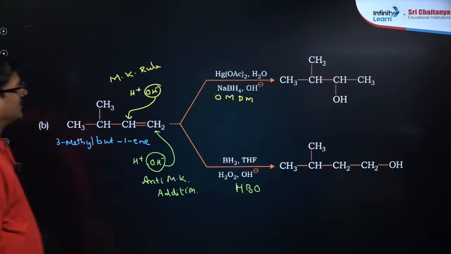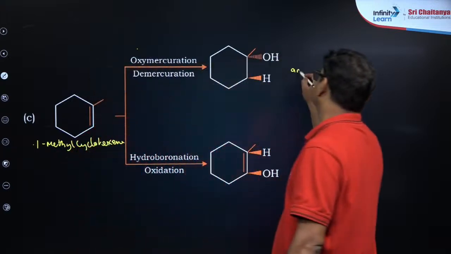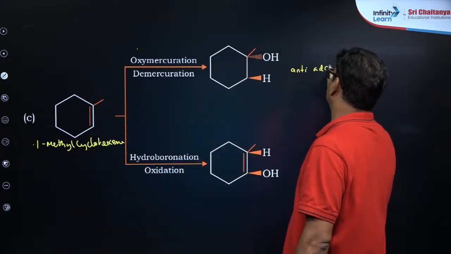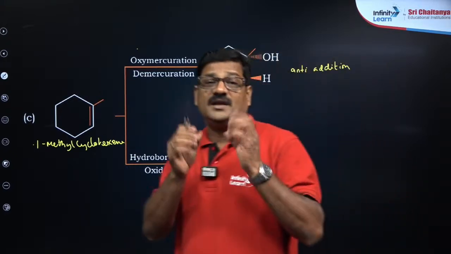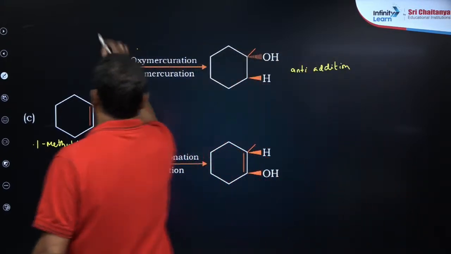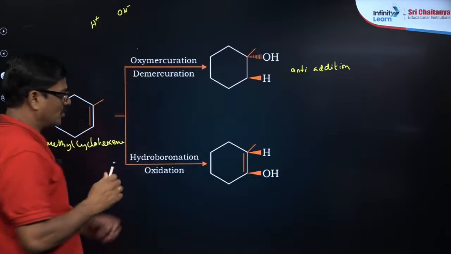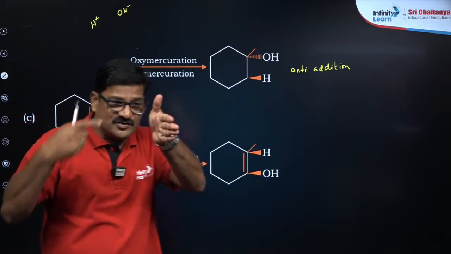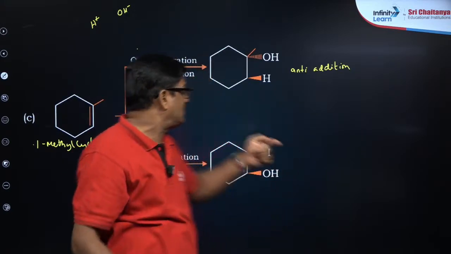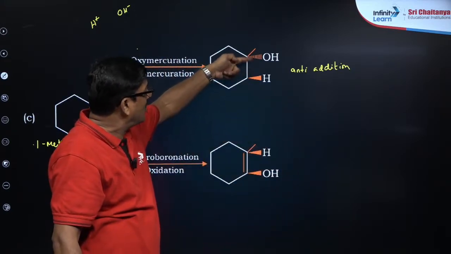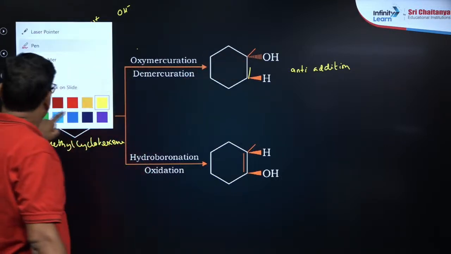So the same thing is done. So this is anti-addition. Anti-addition means water is added. Water means H plus and OH minus. So on the double bond, H plus is attached here, OH minus is attached here. So opposite sides, OH and H, opposite sides. Understand or not? Opposite sides are there. Clear?